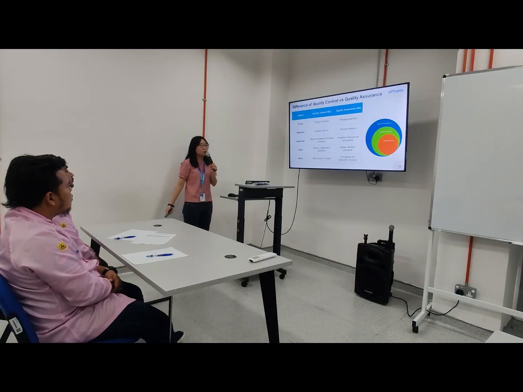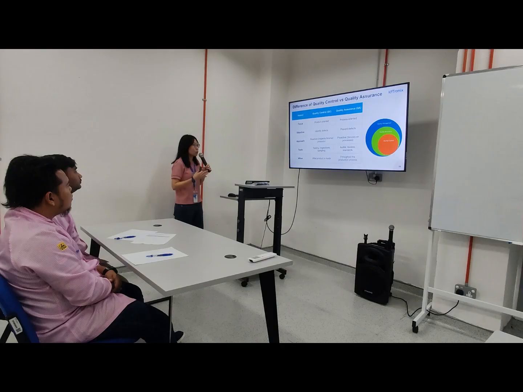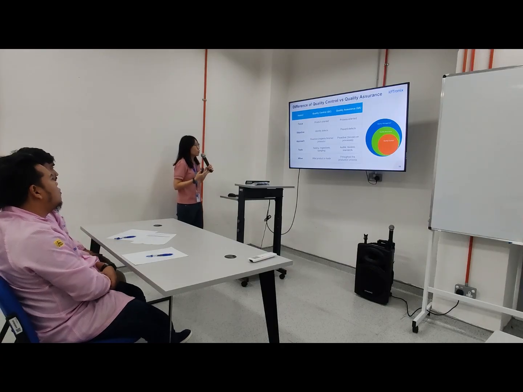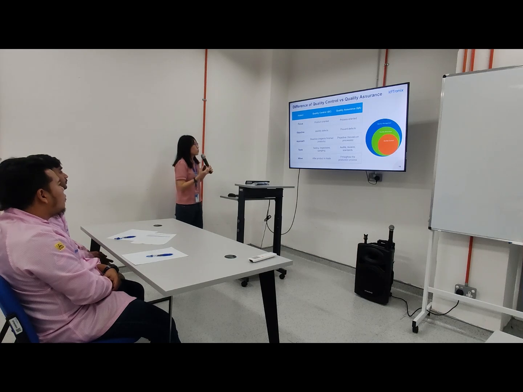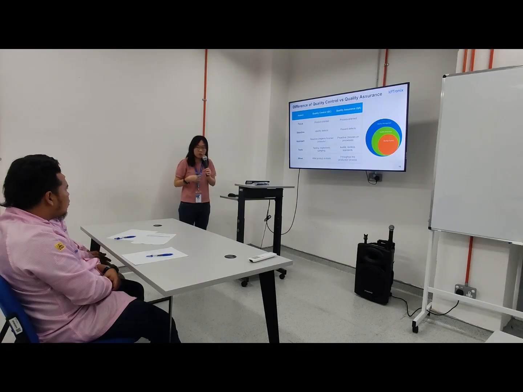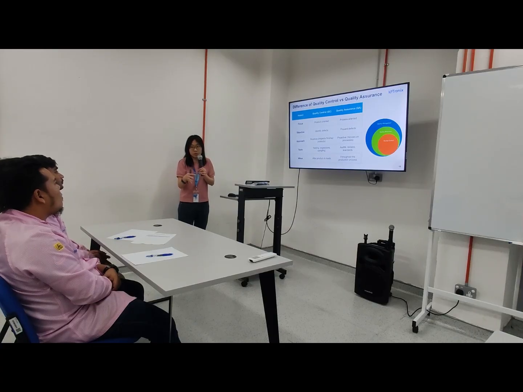Okay, next we'll go for definitions of quality control and quality assurance. What is the difference between QC and QA? First, QC is focused on the product. They check the product, they will conduct 100% visual inspection of the product. Then QA is process oriented. So QA will focus on the process. They will check which process has any risk, and then we will audit the process.